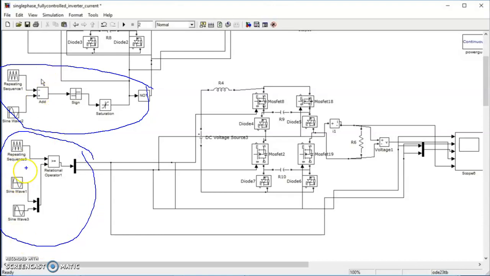What are these two circuit diagrams? In the earlier one there was only one sine waveform. Here I gave two sine waveforms with a 180 degree phase shift, and this is a comparator. It compares two signals: one is the carrier waveform and another is the sine waveform. This is sine PWM. They are compared and the waveform is produced. The output is only one waveform. Then a NOT gate is used, which is why there is a 180 degree phase shift.